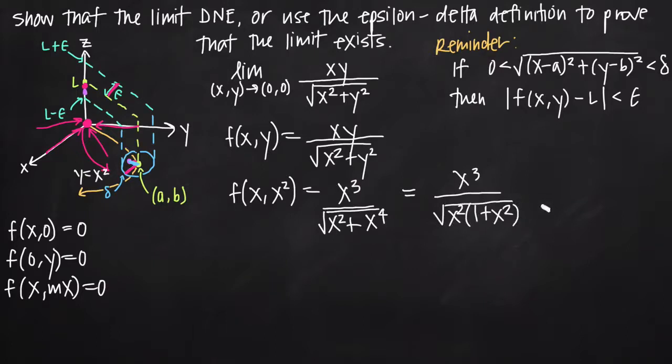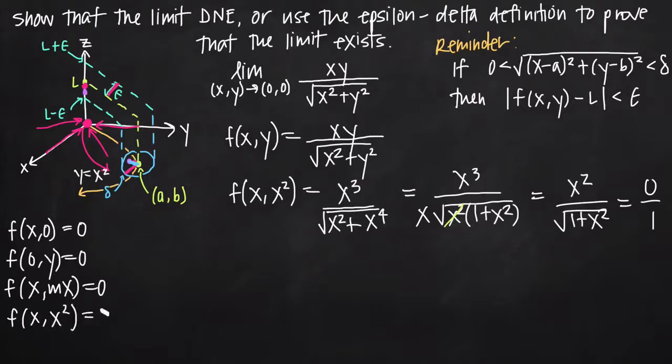When we pull out the x squared, the square root of x squared is just x, so we pull it out in front, and when we cancel an x from the numerator and denominator, we're left with x squared divided by the square root of 1 plus x squared. And here now when we plug in 0 for x, because we're approaching the point 0, 0, we get 0 in the numerator, and in the denominator we get the square root of 1 plus 0, or just the square root of 1, or 1, and that's equal to 0. So we say that f of x comma x squared is equal to 0, and we would do the same thing. We approach along the parabola x equals y squared, and when we have x equals y squared, we plug y squared in for x.